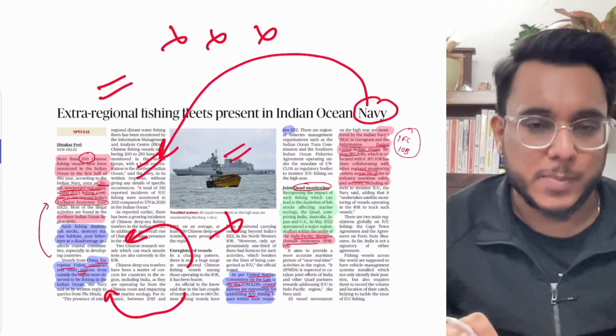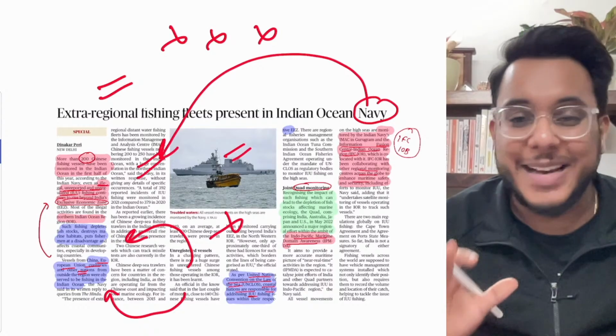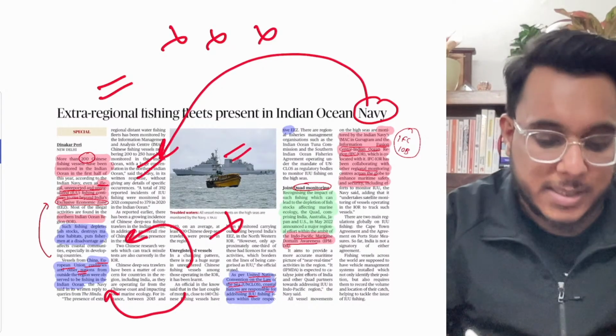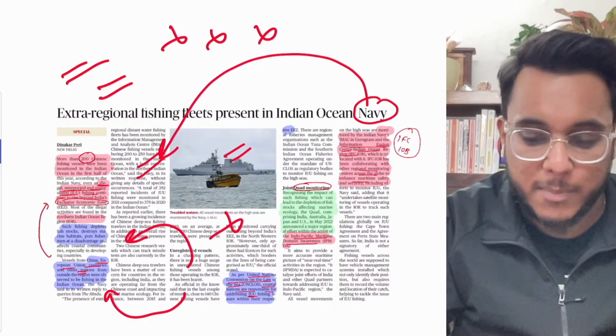Please don't go beyond this, because this is just one dimension that has come. When we talk about the Indian Ocean region and its challenges, these challenges of illegal fishing, fine, will also be an important one.